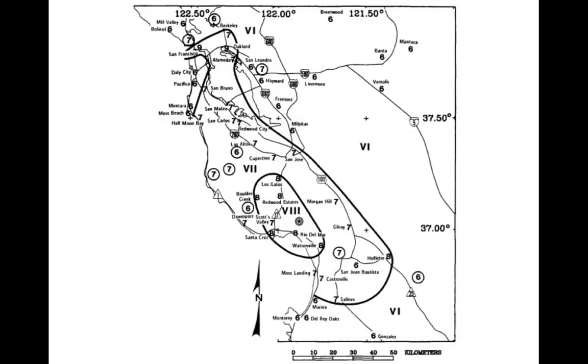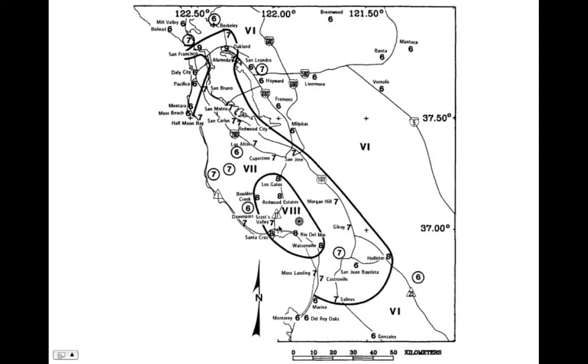Now, in fact, this is an intensity map that's very similar to the one in your textbook for the Loma Prieta earthquake of 1989. You can see the epicenter was here in the Santa Cruz Mountains near Loma Prieta. And right around the epicenter, it's almost like a contoured map.